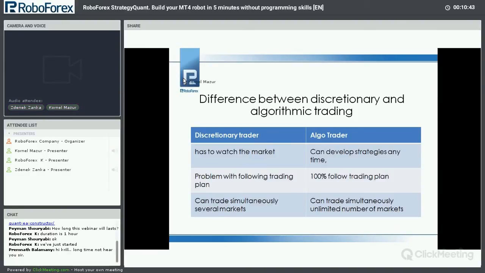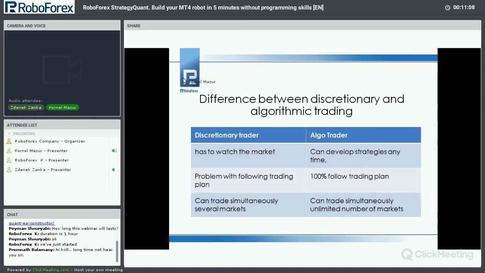But to be honest, when you are in 3 markets in a trade, that's a lot of work, and then you have not enough attention to watch another 10 or 5 markets. But there are still many opportunities in those other markets. So how to solve it? Once you are an algo trader, then you can trade simultaneously an unlimited number of markets.